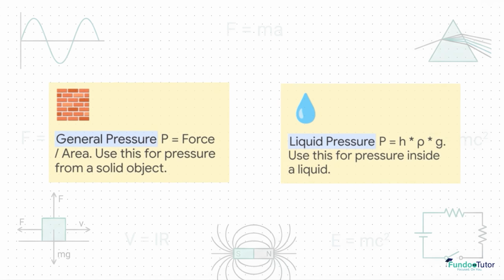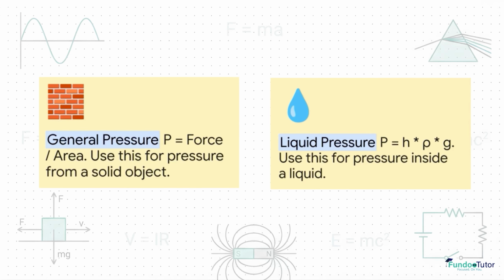Now for pressure. It is so important to know which formula to use. For pressure from a solid object, like a box on the floor, it's just force divided by area. Simple. But for pressure inside a liquid, the formula is totally different. It depends on the height or depth of the liquid, its density, and gravity. So the main takeaway is, always check if the question is about a solid or a liquid before you even think about picking an equation.